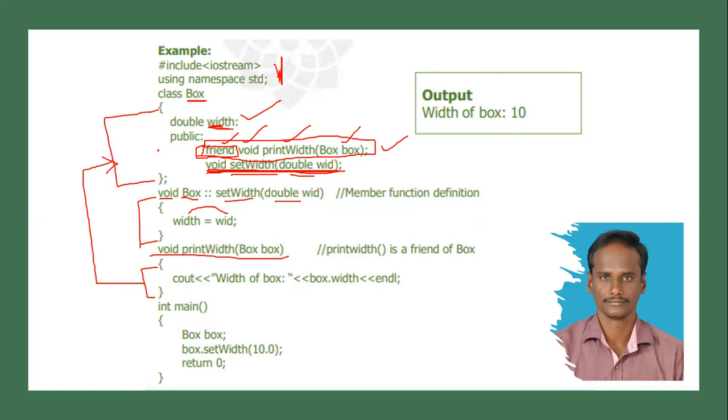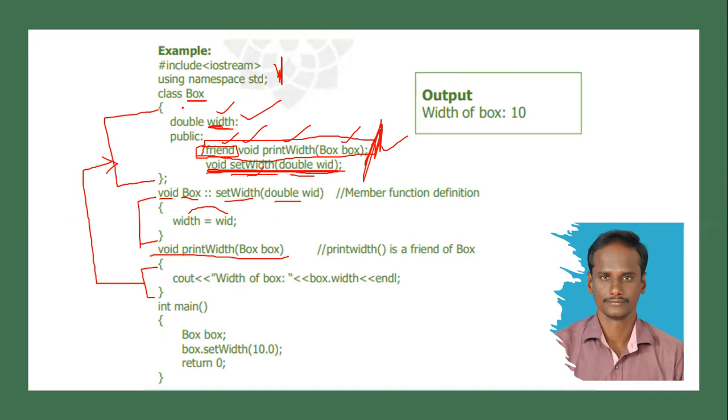Then what is the use of being a friend of this class? If you had not declared this statement, this would be a non-member function, so this function would not have any rights to access the members of this class. This function would not be able to access width, and it would not be able to access setWidth. But you have declared this function printWidth as a friend inside the class, so it has rights to access the private members of this class.